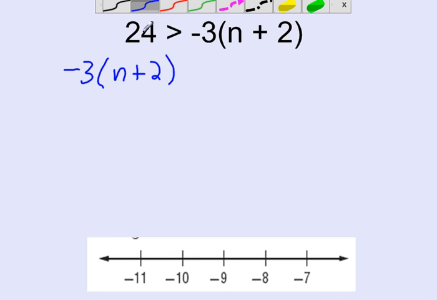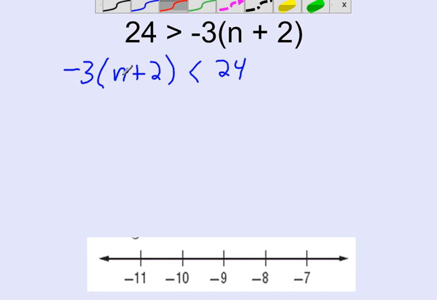Now notice how the sign is open towards the 24 here. I've got to make sure that the sign is again open towards 24. I can't flip that sign. If I flip that sign, I mess up my inequality. So now I just swapped sides. Okay. Now I'm going to start solving it. That's just kind of a setup step.